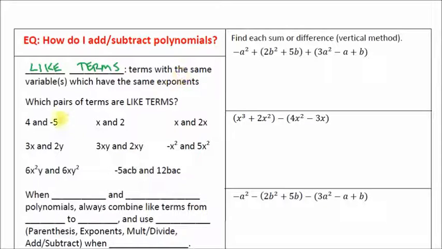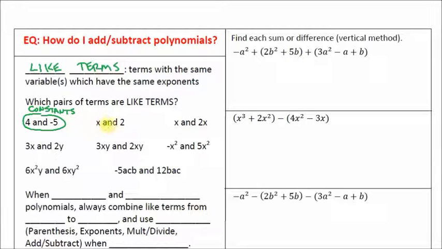Let's take a look at some examples of these. Which pairs of terms are like terms? 4 and -5. Now, some of you might say, well, those aren't like terms, but they are. Just because they don't have variables doesn't mean they aren't like terms. In fact, you can even write above here this word: these are called constants. A constant means it doesn't change. There's no variable. 4 is always going to be 4. If you have a whole bunch of constants, you can add or subtract them together. You do it all the time.